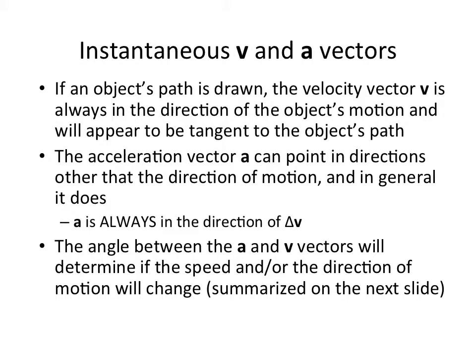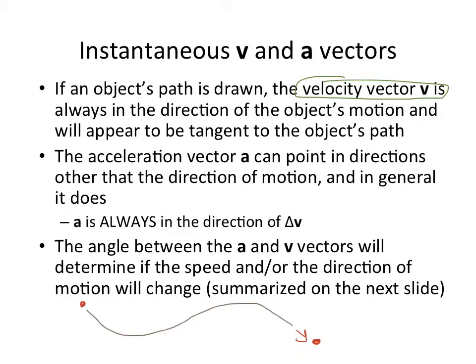All right, so if an object is undergoing some sort of a path, like say here's an object moving from here to here, along this path right here. The way a vector is drawn can tell you what the vector actually is. At any one point, the velocity vector, that is v, or you might say the instantaneous velocity vector, is always in the direction of the object's motion.